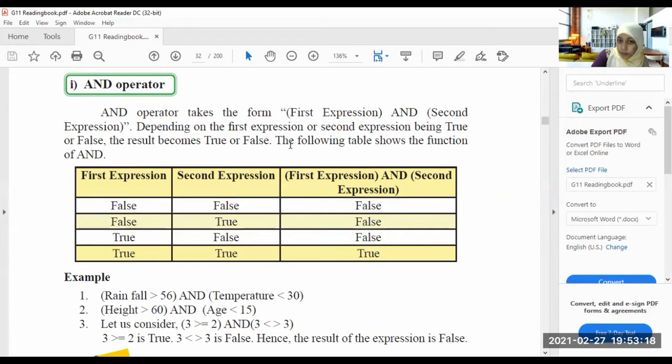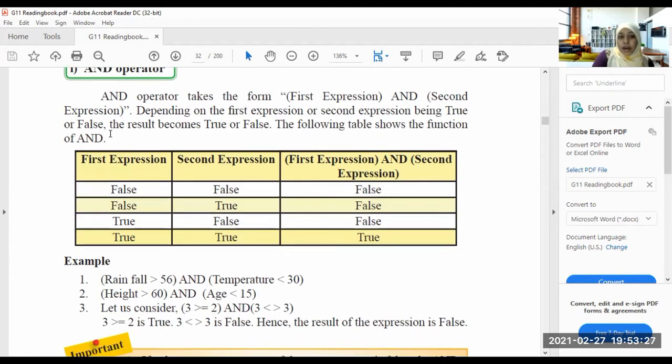Depending on the first expression or second expression being true or false, the result becomes true or false. The following table shows the function of AND. For example, the first expression is false and the second expression is false, so the output expression would be false. Here the first expression is false, the second expression is true, so the output would be false.